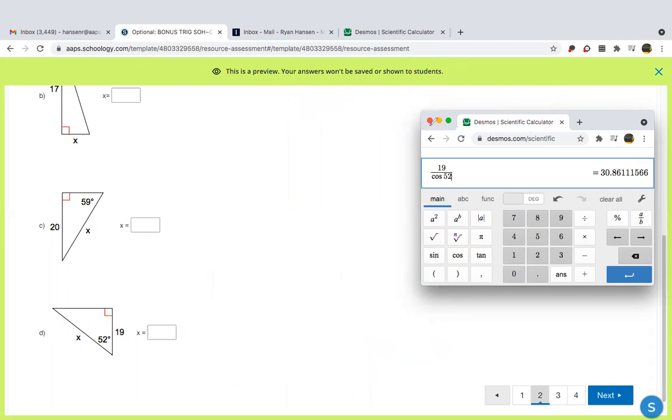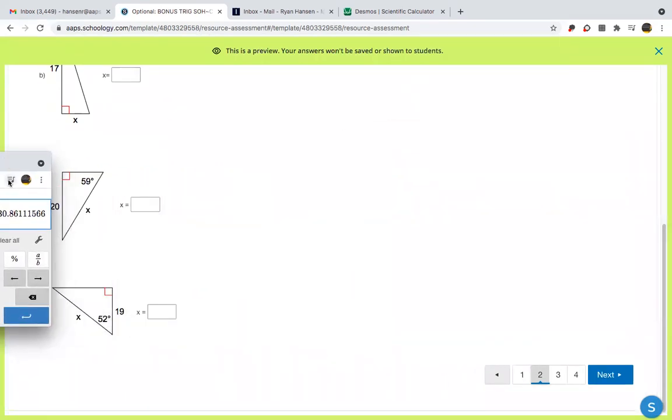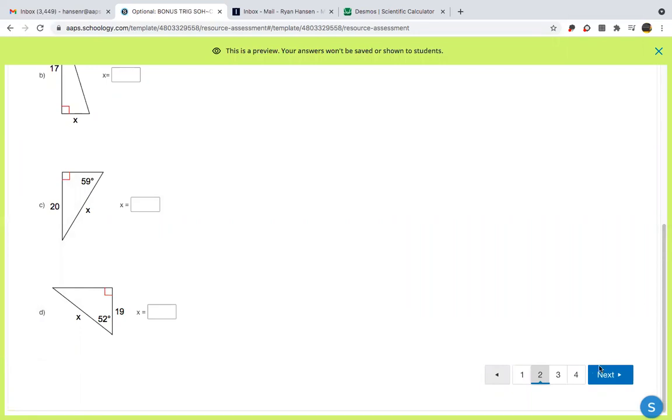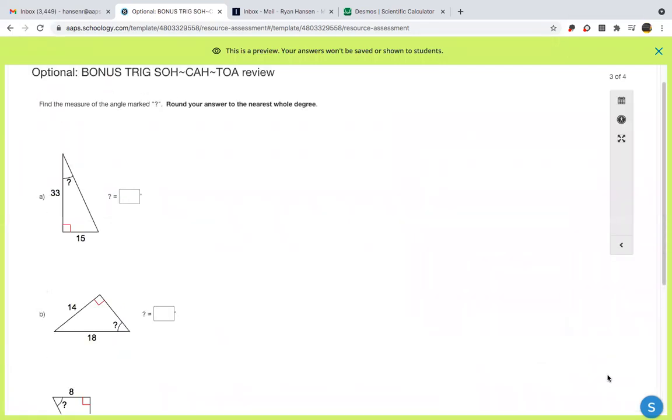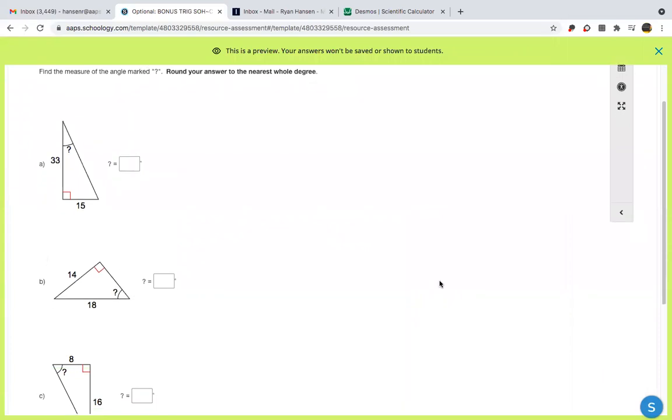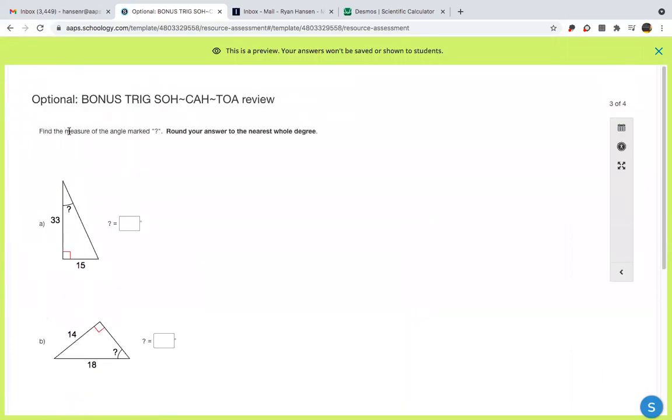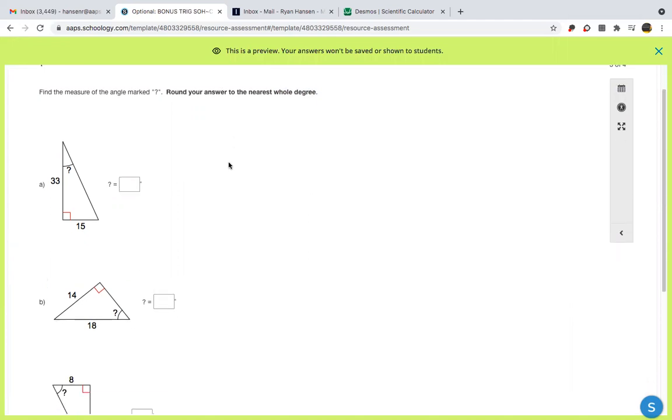All right, so let me move my trusty calculator out the way. And we will move to question 3. Okay, question 3 says, find the measure of the angle marked question mark. Round your answer to the nearest whole degree. So now the directions changed, not 10th whole. So we will respect the directions.